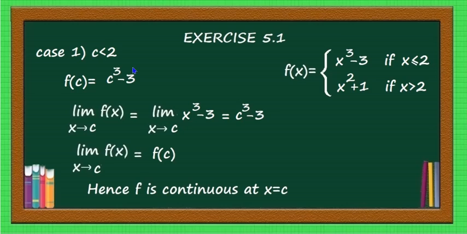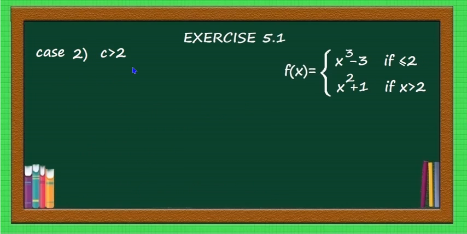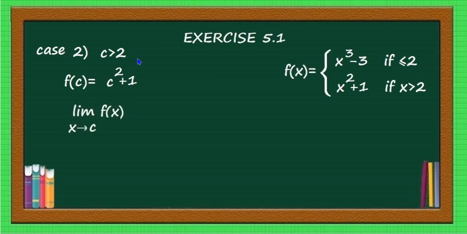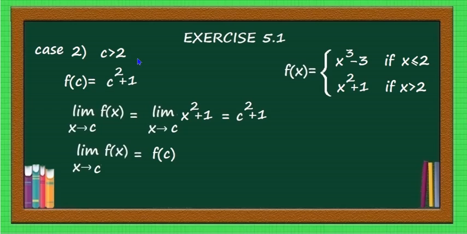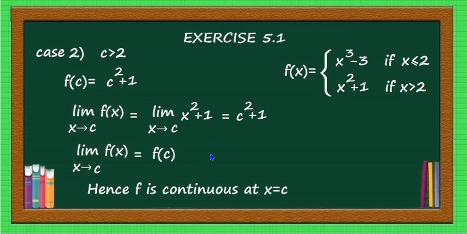And let us take the second case, that is c is greater than 2. When c is greater than 2, f of x is defined like this: x square plus 1. See here, when x is greater than 2, f of x is x square plus 1. Therefore, what is f of c? c square plus 1. The limit as x tends to c of f of x is equal to the limit as x tends to c of x square plus 1, that is also equal to c square plus 1. And here the limit as x tends to c of f of x is equal to f of c, and both the limit of the function and value of the function are equal. Therefore, f of x is continuous at x equal to c. Here c is greater than 2.